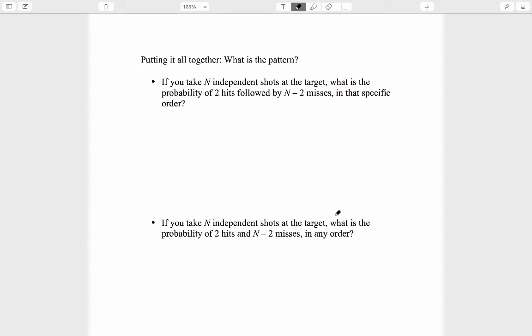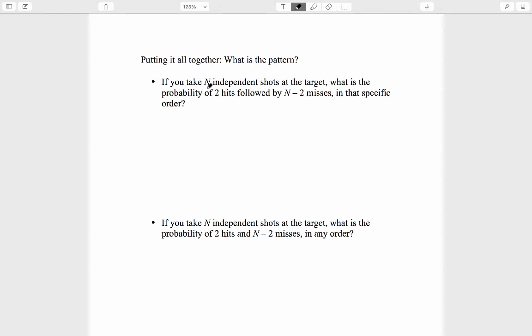Now that we've worked through some examples, we'd like to identify what the pattern is, and in particular, we'd like to end up with a formula. A formula that inputs the number of shots, the number of hits that we're interested in, and the probability of a hit on each individual shot. We'd like a formula that takes that information as an input and can tell us the probability of the event we're looking for as an output. Let's work our way step by step towards such a formula.